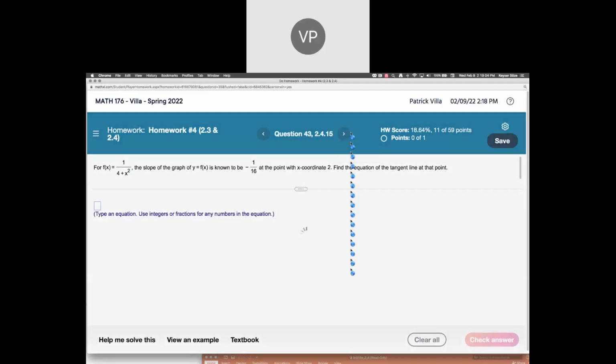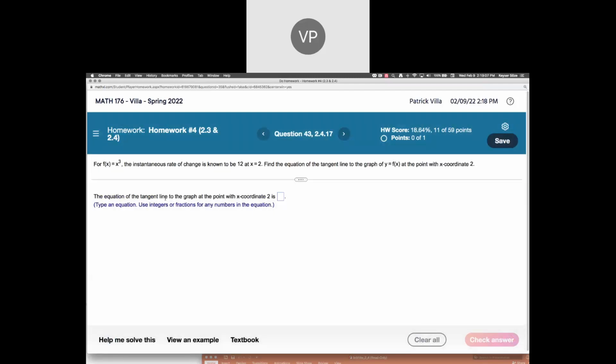Okay, so let's look at number 43. For f of x equals x cubed, the instantaneous rate of change is known to be 12 at x equals 2. Find the equation of the tangent line to the graph at the point with x coordinate 2. Okay, so here's what's going on. Remember, when you see instantaneous rate of change, that's like your derivative. That is basically the slope of the tangent line.